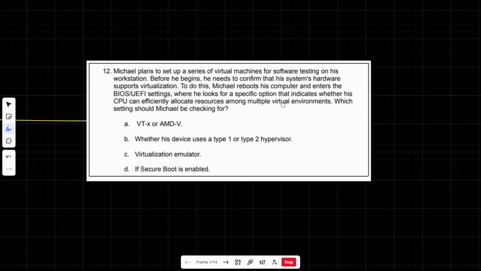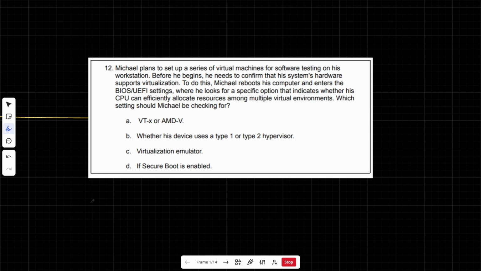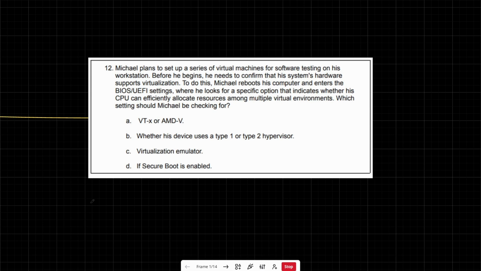All right. Now, the next question reads: Michael plans to set up a series of virtual machines for software testing on his workstation. Before he begins, he needs to confirm that his system's hardware supports virtualization.